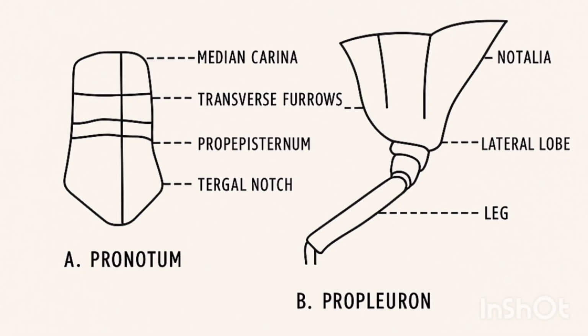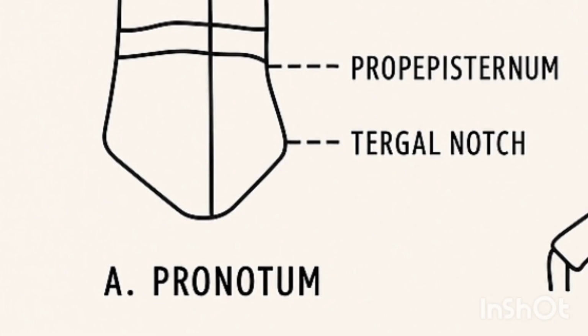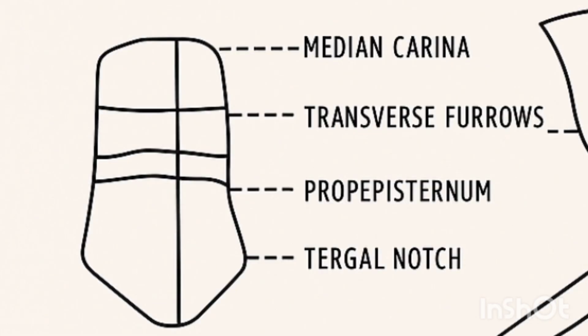Tergal notch: a small indentation or notch on the posterior margin of the tergum/notum. Such notches often allow flexibility or accommodate movement of adjacent parts. In practice it's a simple dorsal margin feature used in descriptive morphology.